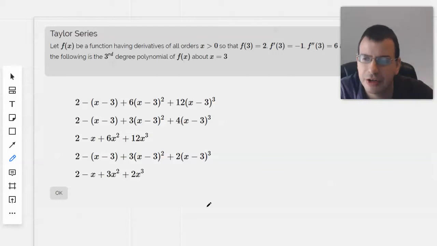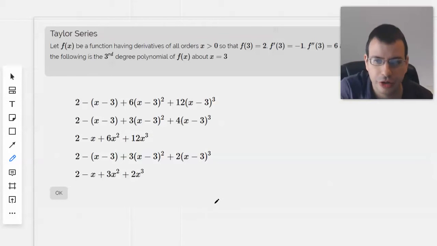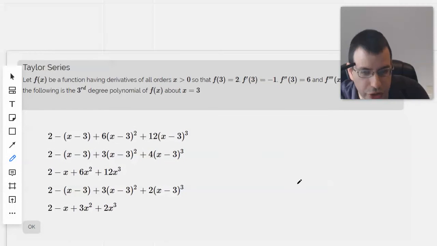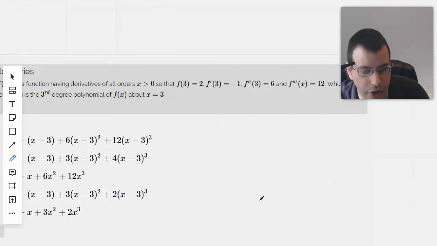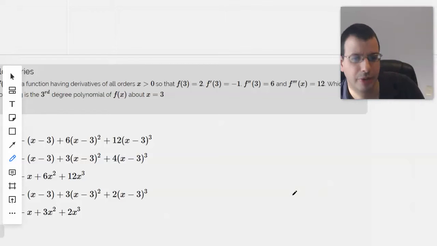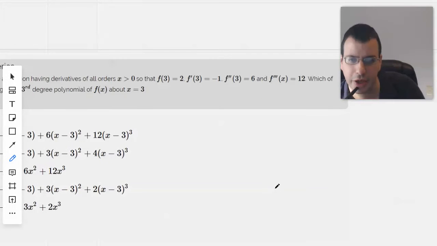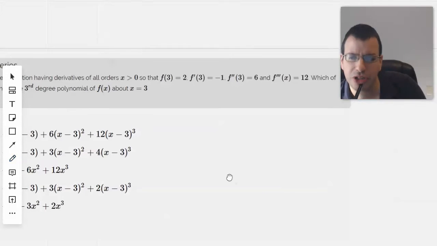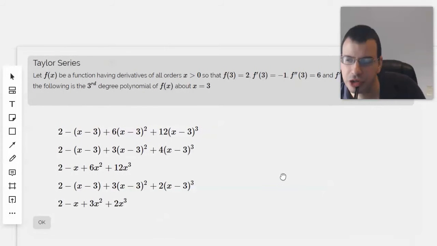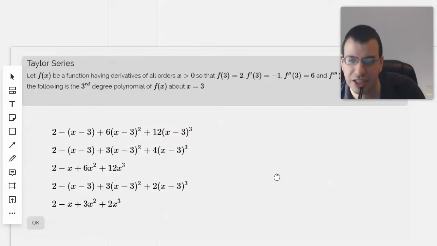Let f of x be a function having derivatives of all orders, where x is greater than 0, so that f of 3 equals 2, f prime of 3 equals negative 1, f double prime of 3 equals, and triple prime of x. Which of the following is the third degree polynomial of f of x about x equals 3?